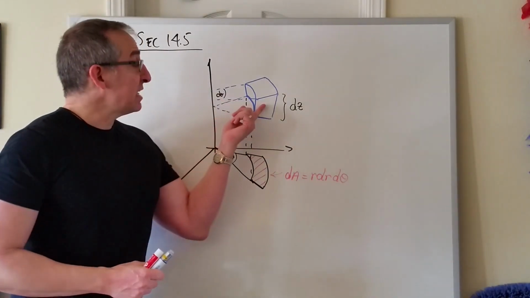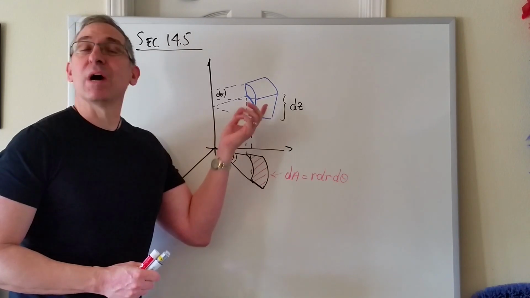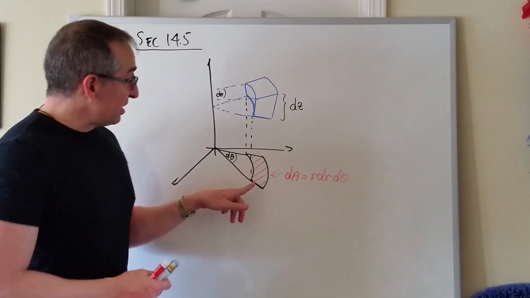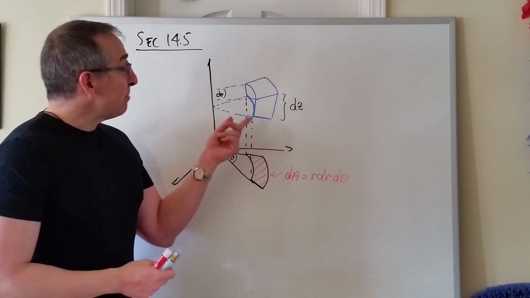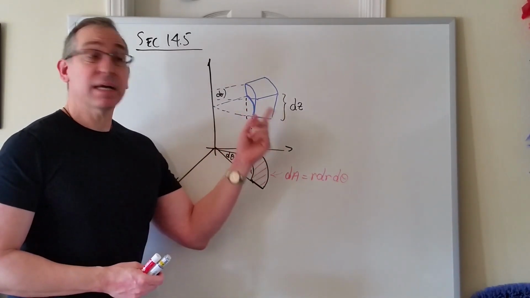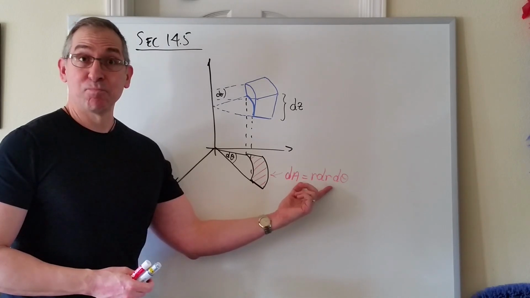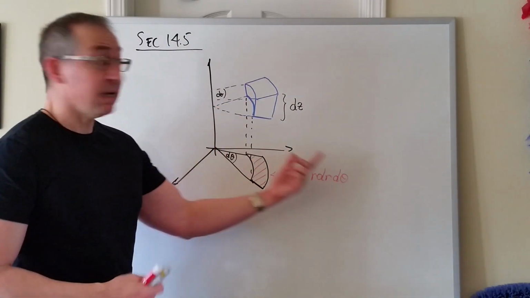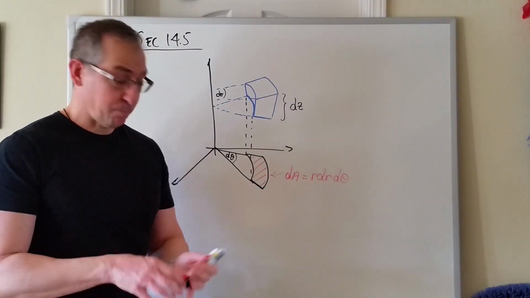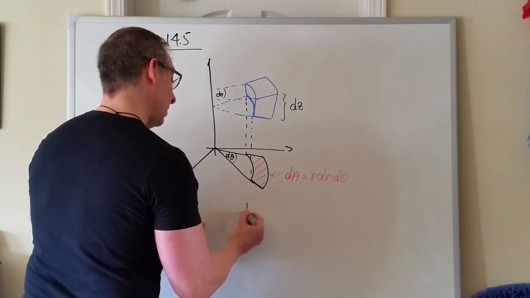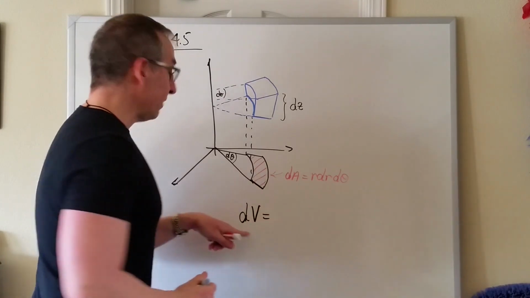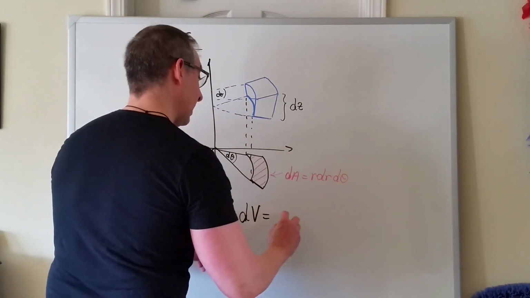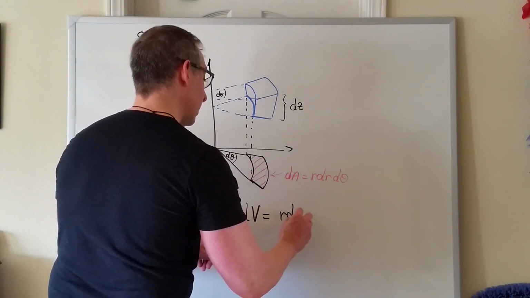So this cylindrical box will have the same base. This box casts this shadow onto the xy plane. So that means the base of this blue cylindrical block is going to have the same area. Therefore, the volume of this block should be the area of the base times its height. And so we say the differential element of volume for this shape is this.